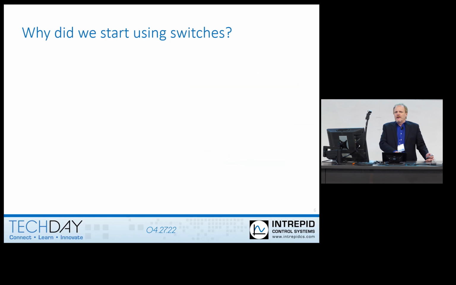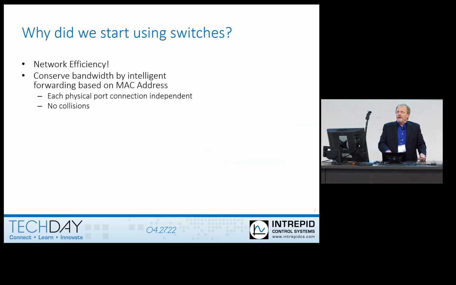Some history for people that maybe are coming from a CAN background or new to Ethernet. Why did we start using switches in the vehicle? We go into a lot more detail in our Ethernet class regarding this, but for the purposes of this, I'll just give a brief overview. Fundamentally, network efficiency. What I mean by that is it's no longer a shared bus, it's a switch network. So you're effectively conserving bandwidth on each segment of the network, and you're forwarding Ethernet frames only where they need to go and not on parts of the network they don't need to go to. Each physical connection on the switch network is its own independent link, and so there are no collisions.